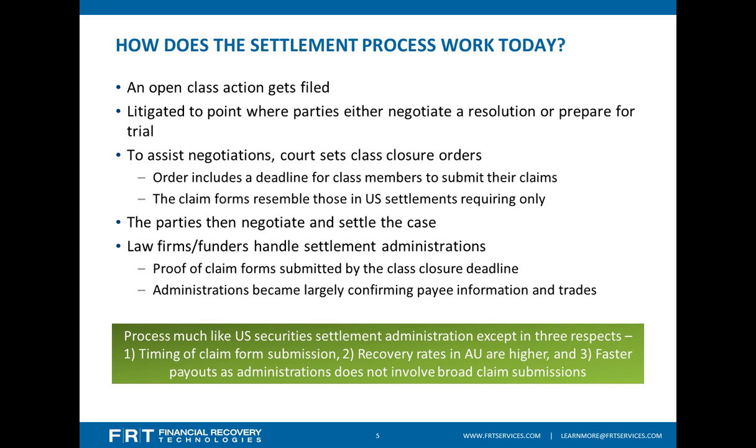The second is recovery rates, and I think this is because both sides know the class member claim amounts. Negotiations typically result in higher recovery rates in Australia. In the U.S., we have recovery rates that are single-digit percentages. In Australia, the average is around 25% of the gross loss, so bigger recoveries in Australia. Number three, faster payouts. Administrations in Australia don't involve broad claim submissions. They're done before the settlement attempt, not after, and they involve fewer claimants on average, so the distributions can happen a lot more quickly than in the U.S. So all in all, the Australian settlement process is both sensible and in many ways better than that in the U.S.